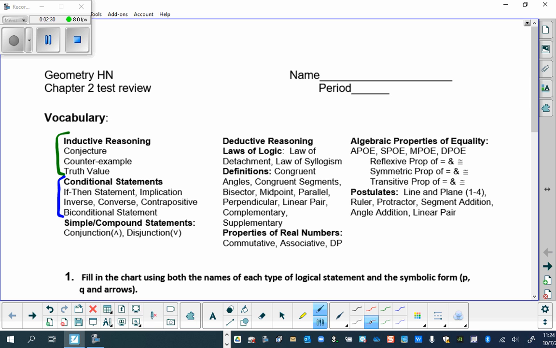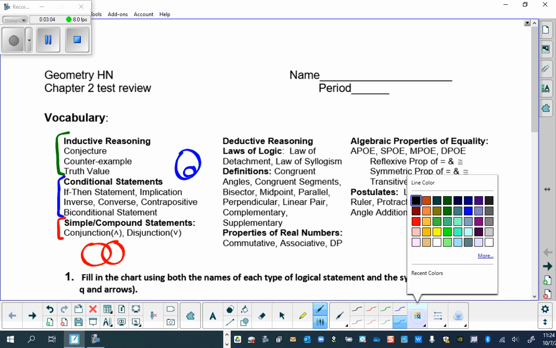A different kind of statement is a compound statement, and that's where we talked about the idea of conjunction and disjunction. We ended up spending a lot of time talking about Venn diagrams and what they ended up looking like. Our simple and compound statements have those overlapping Venn diagrams. Our conditional statements have those nested Venn diagrams. So we can think about the difference between what those types of questions are asking.